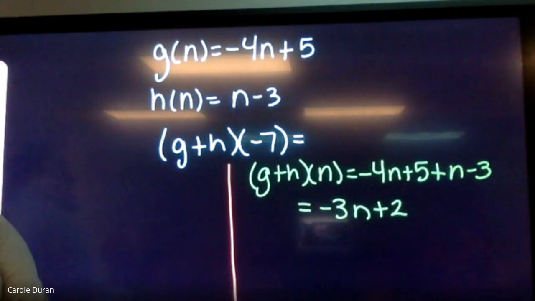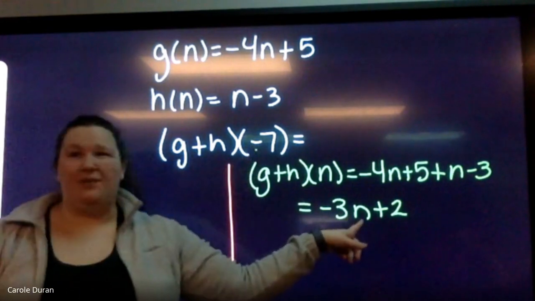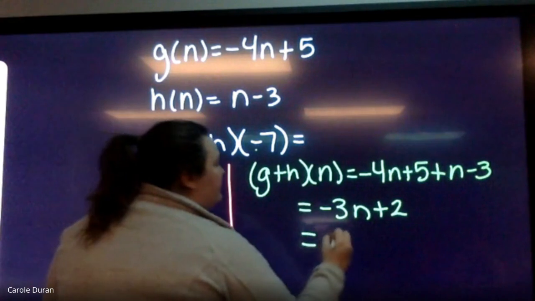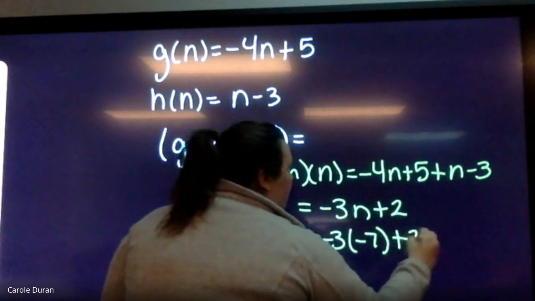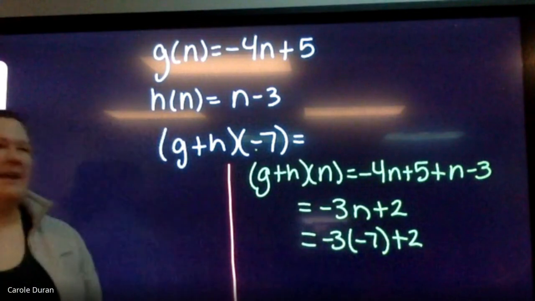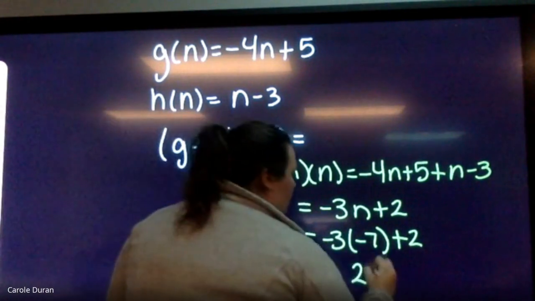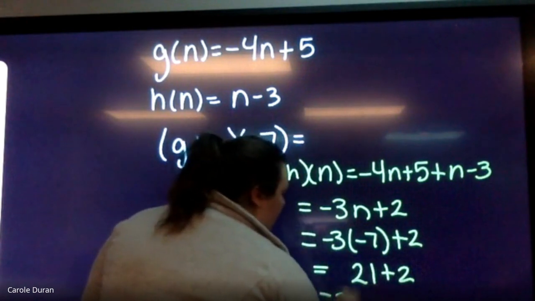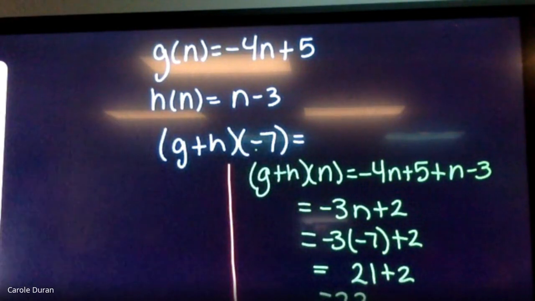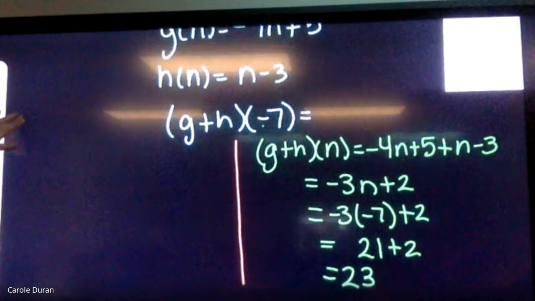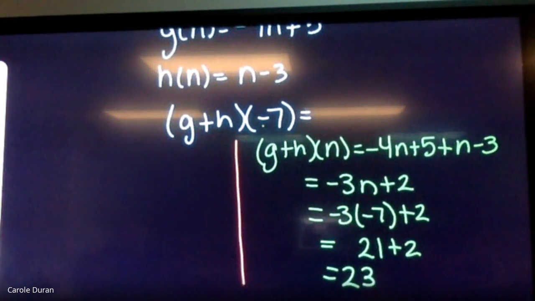The extra step here is that I now take negative 7, I plug it in for n, and I solve. So this becomes negative 3 times a negative 7 plus 2. Negative 3 and negative 7 combine to get a positive 21. Plus 2 equals 23. So we got 23 on that side. Yes, you're still going to have to write the g plus h of negative 7 equals that. Yeah, the only difference.